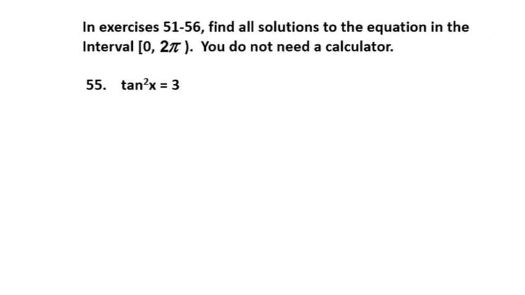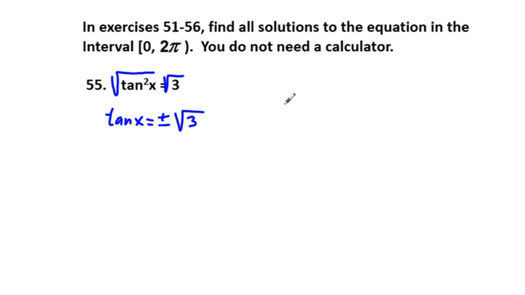All right, problem number 55. Tangent squared x equals 3. This is not in a trinomial form, and where you have a quadratic and a constant, we can solve usually using a square root method. So if we take the square root of both sides of this equation, we get tangent x is equal to plus or minus the square root of 3.